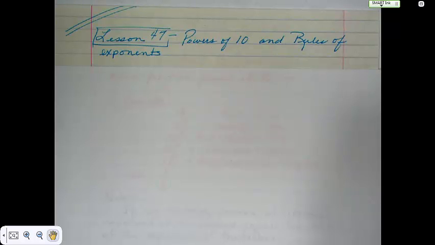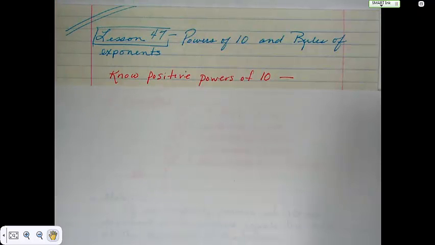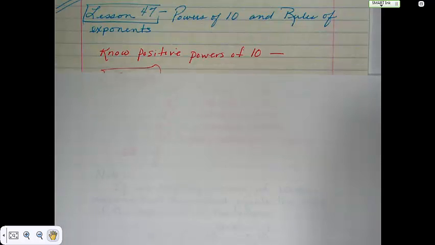Hello, today we're going to talk about Lesson 47, and Lesson 47 has to do with powers of 10 and rules of exponents. To understand the rules of exponents, you really need to know the positive powers of 10, and these are really easy once you get the hang of it.